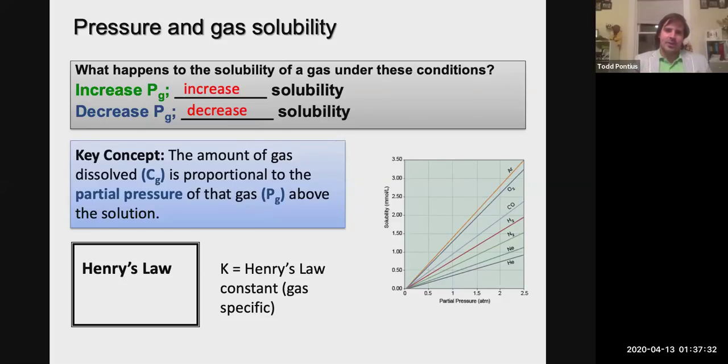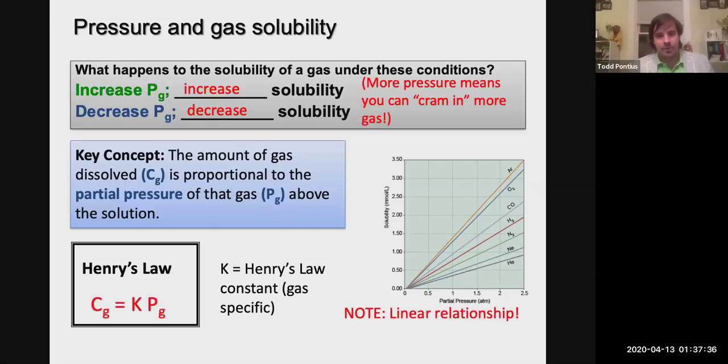So that brings us to Henry's Law, which says the solubility of a gas is equal to K, the Henry's Law constant, which is different for any given gas at any given temperature, times the partial pressure of that gas. And notice that this is a linear relationship. So if you double the partial pressure of that gas, you're going to double the solubility. If you triple the partial pressure, you can put in three times as much, et cetera, et cetera.